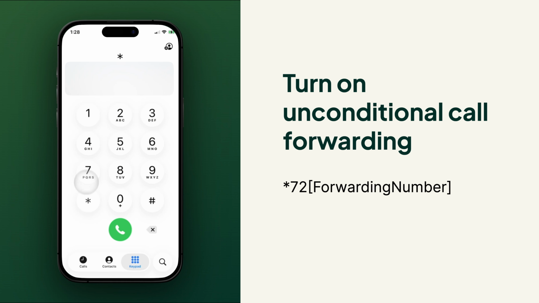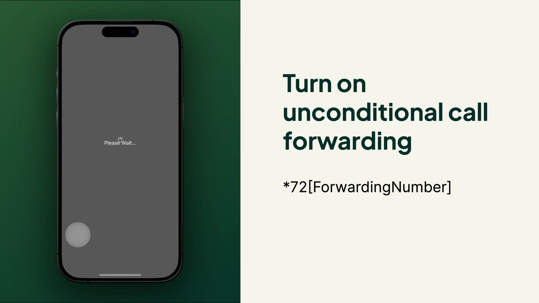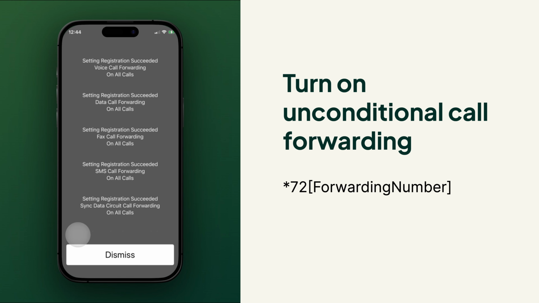Okay, so now if you want to set up unconditional call forwarding so that all of your calls get forwarded, then you'll want to use these codes instead. Dial *72 followed by the phone number you want to forward calls to, press call, and wait for the success confirmation message. And again, if you want to turn off unconditional call forwarding, just dial these codes.